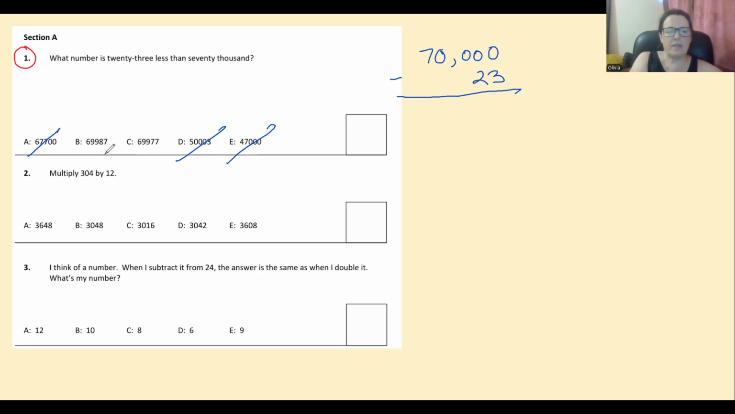Now, looking at these, which of these numbers, if I add 23 onto, will give me 70,000? Is it going to be 69,987? Or is it going to be 69,977? Well, it's going to be this one here, isn't it? If you add 23 onto even 77, you can see it brings the answer into the zeros at the end. So it's going to be this answer. Let's have a look at number 2.